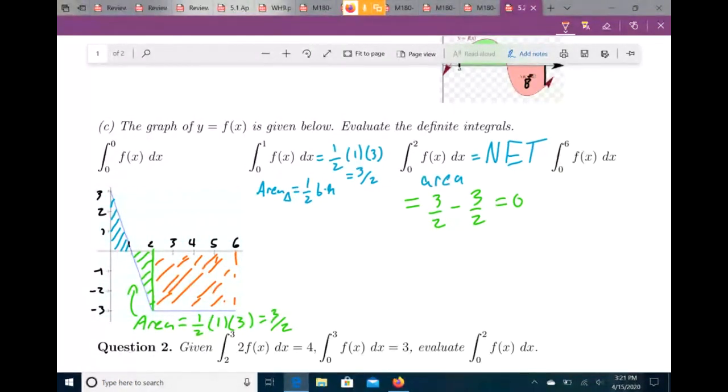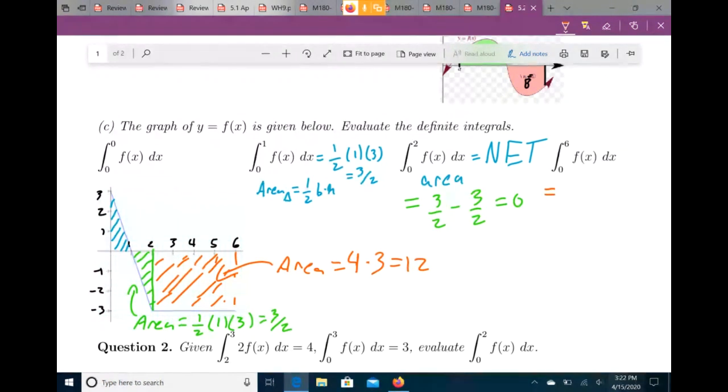Okay, so this red shaded shape, what shape is that? Indeed, a rectangle. What's the area of a rectangle? Base times height, good, or length times width, either way. So from 2 to 6, the base is width 4, and the height is 3. So the area is 12, and since it's below the x-axis, when we compute the integral, we count it as negative.